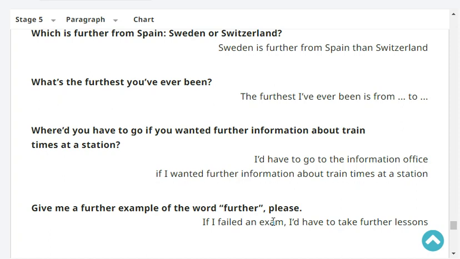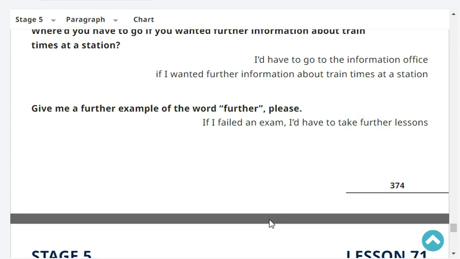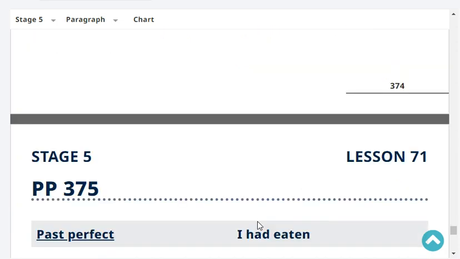I'd have to go to the information office if I wanted further information about train times at the station. Very good. Give me a further example of the word further, please. If I failed an exam, I'd have to take further lessons. Very good.